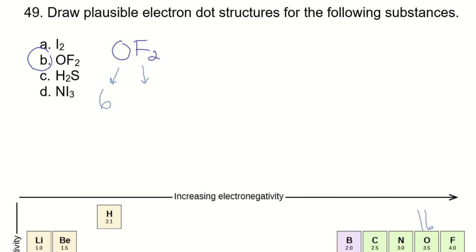Fluorine is right next to it in group 17, so it contributes 7 valence electrons each. There are 2 of them. 14 plus the 6 gives us 20 valence electrons to work with in this Lewis structure.